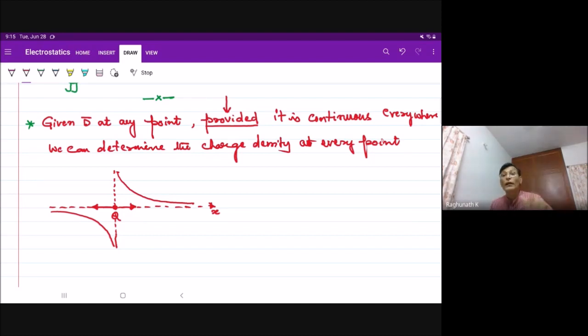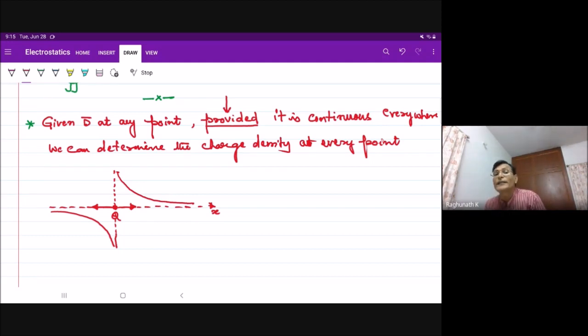Same thing will happen in whichever direction you go through the point charge. The field intensity will increase to infinity because the distance tends to 0. Again, on the other side of the charge, the polarity will change. If it is plus infinity on one side, it is minus infinity on the other side, and then again decreases to 0 when the distance becomes equal to infinity.